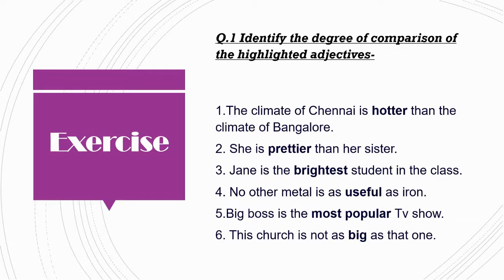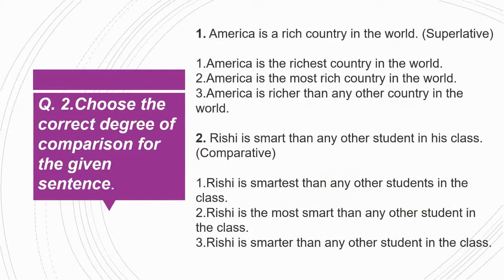Question number 2. Choose the correct degree of comparison for the given sentence. First, America is a rich country in the world. We have to choose the superlative degree. There are three options. First is, America is the richest country in the world. America is the most rich country in the world. America is richer than any other country in the world.